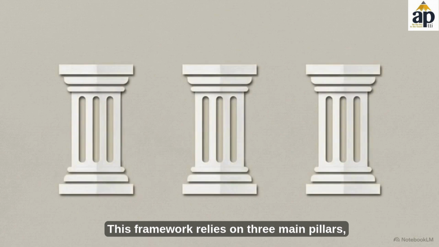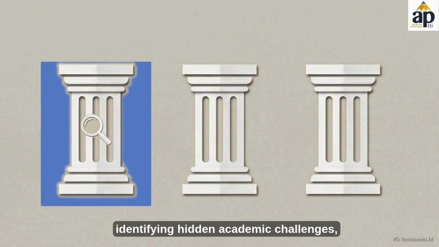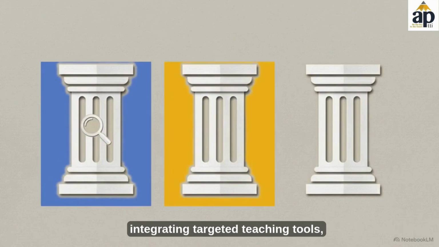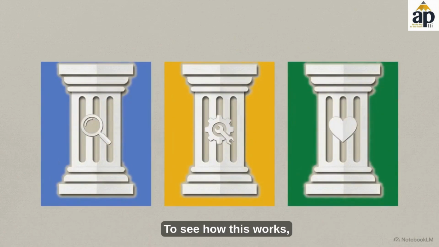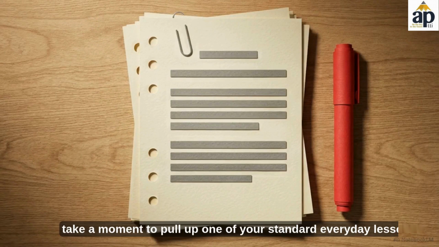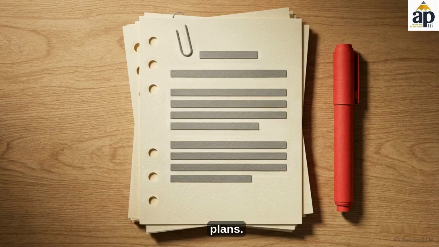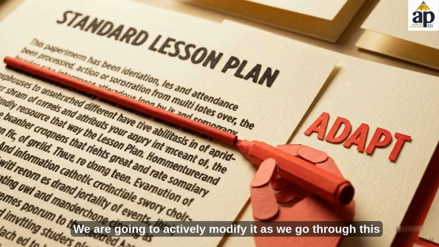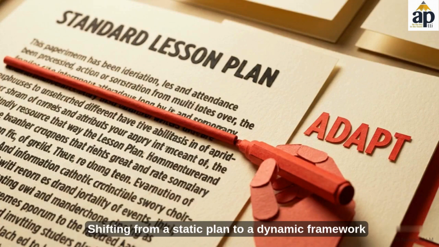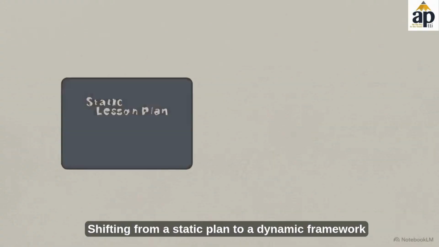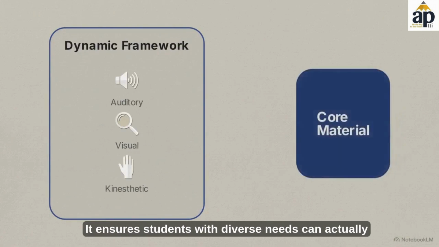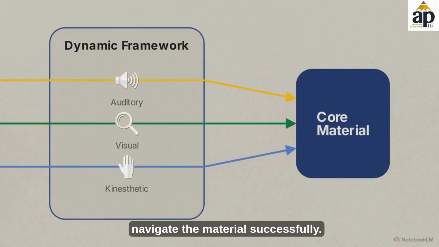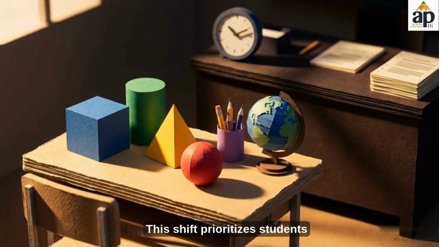This framework relies on three main pillars: identifying hidden academic challenges, integrating targeted teaching tools, and building a supportive emotional environment. To see how this works, take a moment to pull up one of your standard everyday lesson plans. We are going to actively modify it as we go through this tutorial. Shifting from a static plan to a dynamic framework makes your teaching accessible. It ensures students with diverse needs can actually navigate the material successfully. This shift prioritizes student survival over teacher convenience.